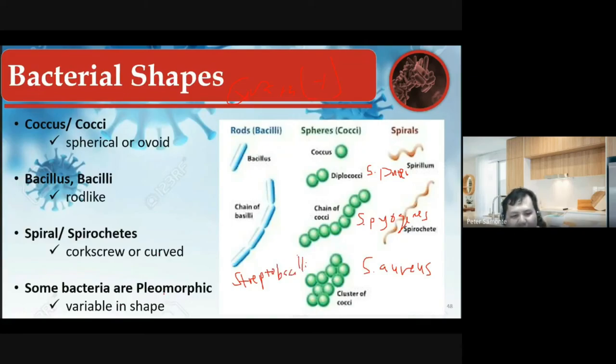Then some bacteria's class are pleomorphic. So when you say pleomorphic, they could vary. Now one known type of pleomorphic bacteria is your coccobacilli. So your coccobacilli would be a mixture of your rod shape and your spherical shape. So they would appear like an oblong.